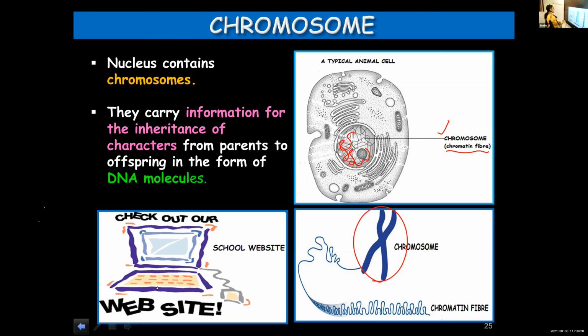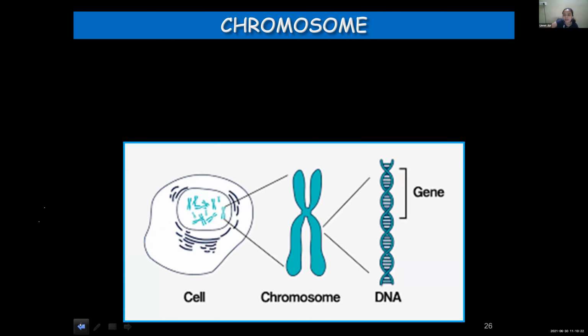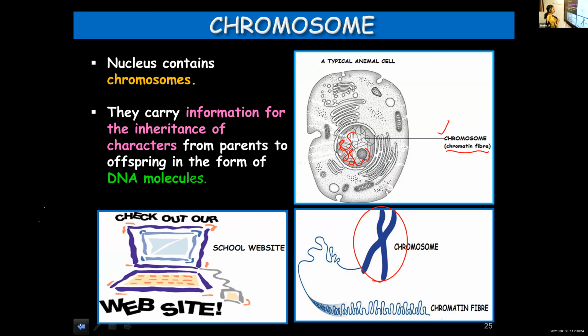Expansion of DNA? Yes, deoxyribonucleic acid. We'll see about DNA later. So deoxyribonucleic acid. In the nucleus, you can find some thread-like structures. When it is in the thread form, you call it chromatin fiber.